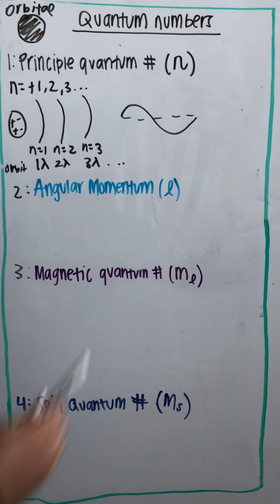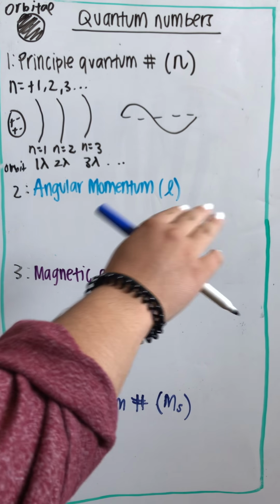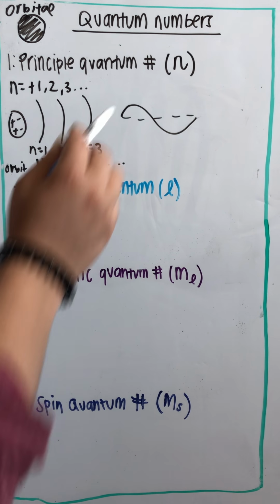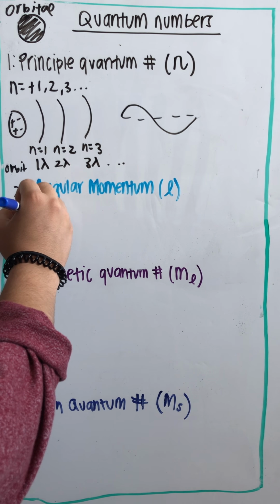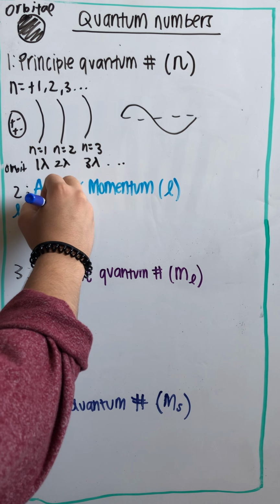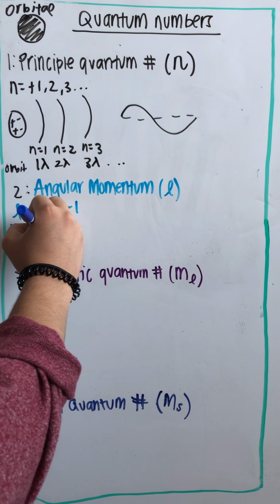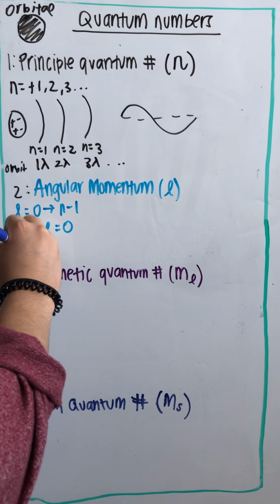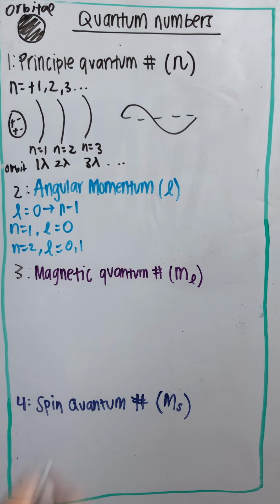It is symbolized by the letter L. L indicates the shape of the orbital that is created by the wavelength the electron is orbiting in. Values for L are dependent on values for n, and our L values can range from 0 up until n minus 1. So for n equals 1, the only possible L value is 0. For n equals 2, the possible L values are L equals 0 and 1.